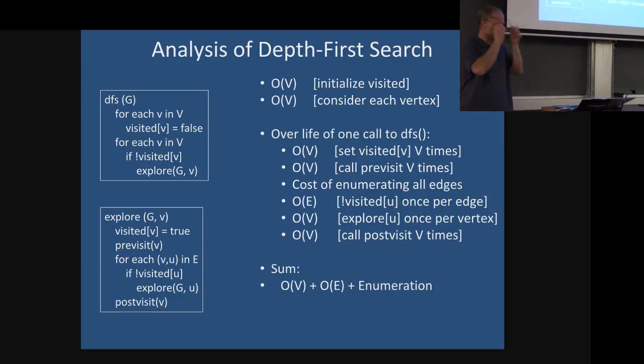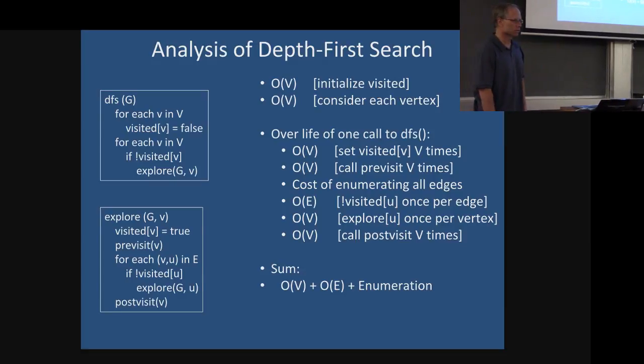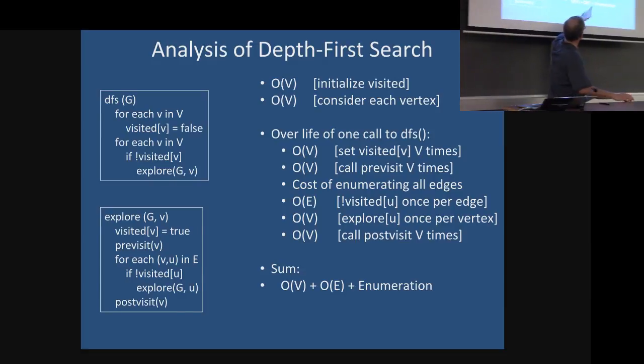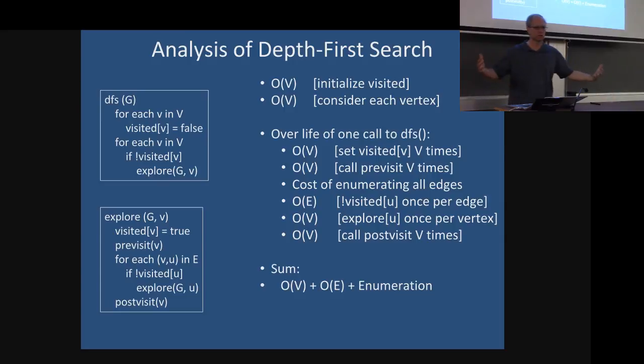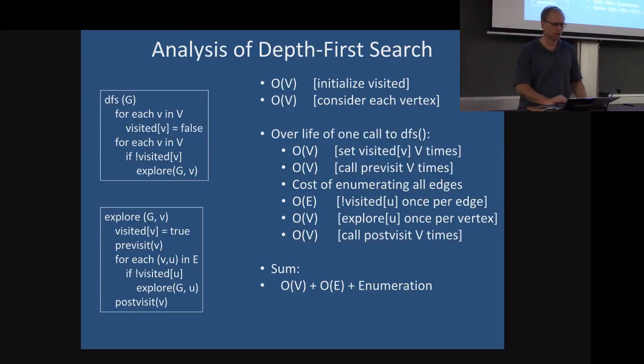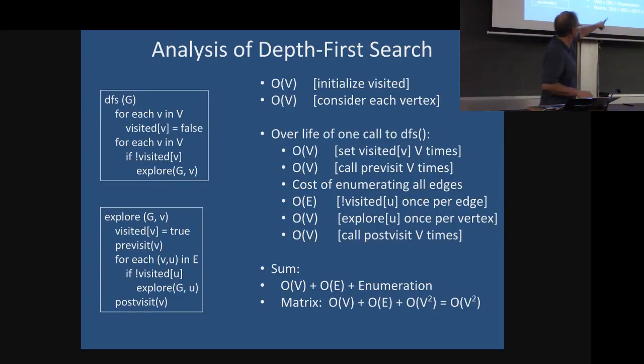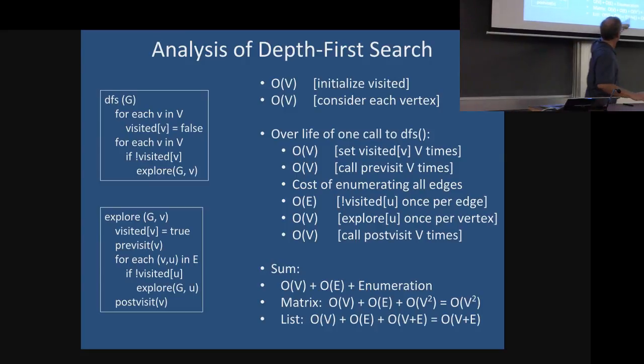And what we get is, it's O of V. There's some O of V terms. There's some O of E terms. And there's the cost of enumerating the edges. And for a matrix, that turns into O of V plus O of E plus O of V squared. That's the dominant term. So it's O of V squared. And for a list, it simplifies to O of V plus E. That's the complexity of depth first search.